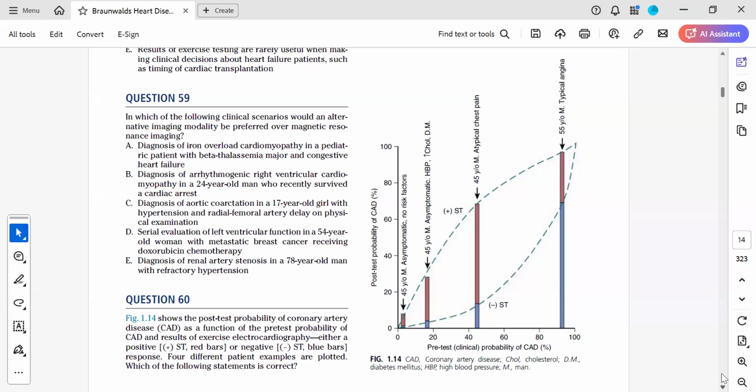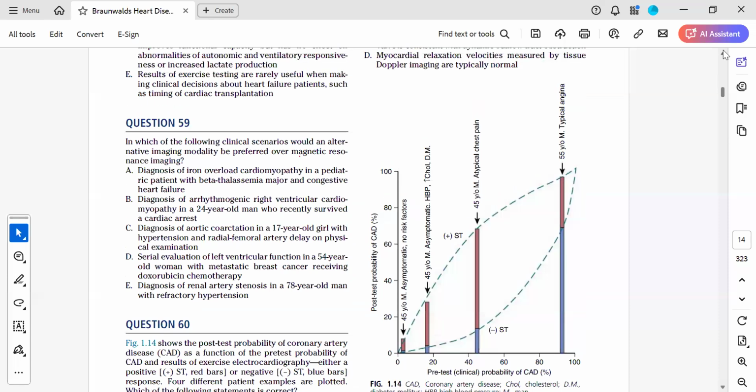In answering the questions, I don't know if we can put them side by side so that I can give a little explanation. Dr. Izzy, please, can we go to the options?